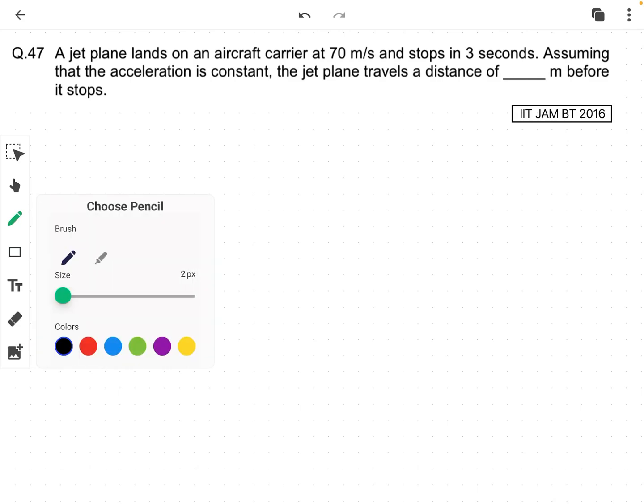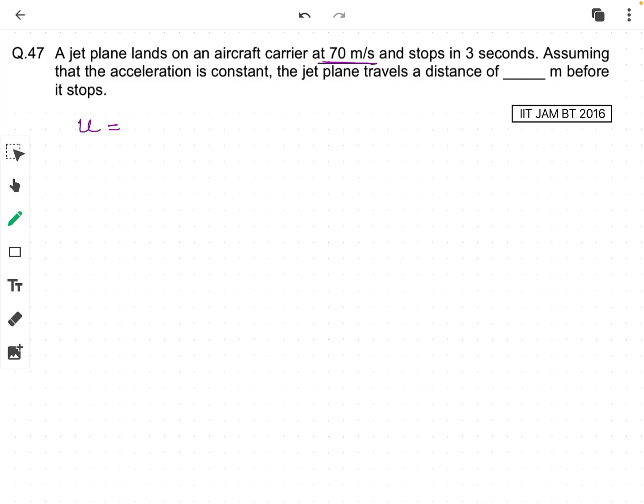Okay, so here the initial velocity is given as 70 meter per second. So we can write it as u equal 70 meter per second. And it is said in the question that it stops in 3 seconds. So the time taken to stop or reaching its final velocity is t equal 3 seconds, and its final velocity, since it is stopped, is v equal 0.